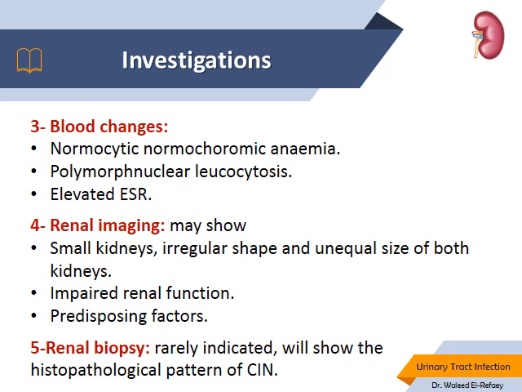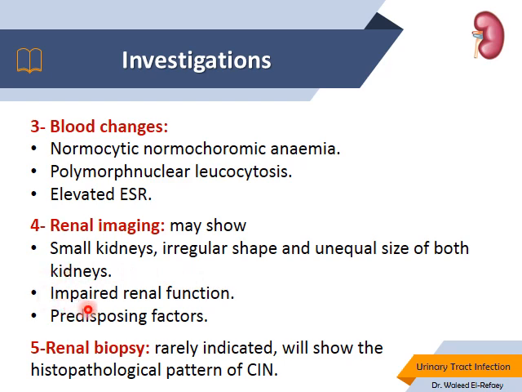Renal imaging here may show small kidneys and irregular shape, compared with the acute form, which leads to enlarged kidney. Here in chronic pyelonephritis, recurrent infection and chronic interstitial nephritis lead to small kidneys, and if it is present in one kidney, it leads to unequal size of both kidneys. Impaired renal function and predisposing factors may be present in renal imaging.